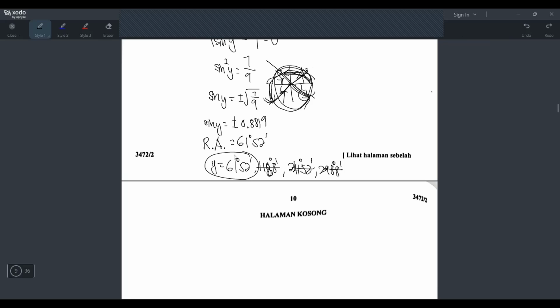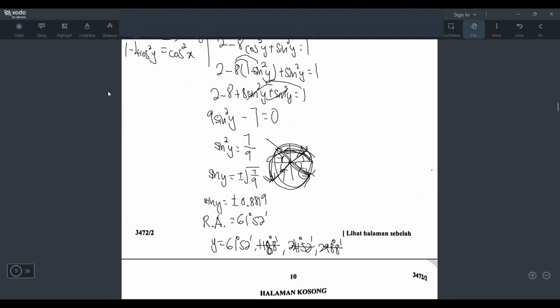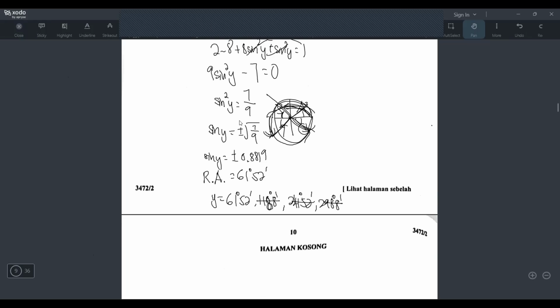Then maybe some of you will ask, hey sir, why do you waste your time? Just stop your working here. Why do you have to do all this? Because I want students to understand the whole concept. I don't want you to just be able to do this question, but if I give another question, you cannot do it, right? So you need to know the whole concept. That's why I want to explain the whole thing.